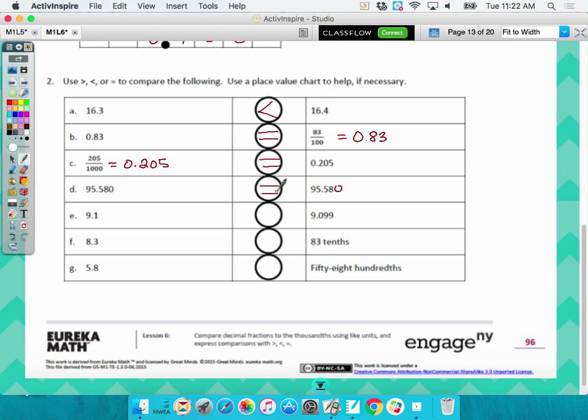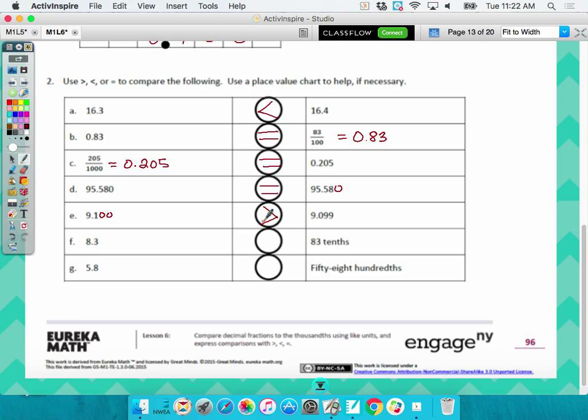Okay. This one, what do you think? Place value chart or not? What if I just fill in with 2 zeros? No. So 9 and 100 thousandths or 9 and 99 thousandths. Okay. So if I put it on the place value chart, you know what I was picturing in my mind? A 1 and a 0.